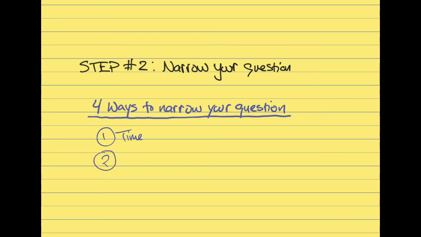The second option is to limit your question by location. So that could be a geographic location like a country or a continent, and that kind of works in tandem with time. The third way to narrow your question is by category. So in our first broader question, we were talking about injuries, and we specified this even further to ankle injuries. And the fourth way to narrow down your question is by the issue at hand.